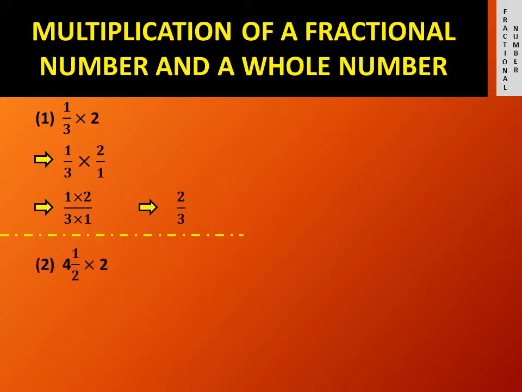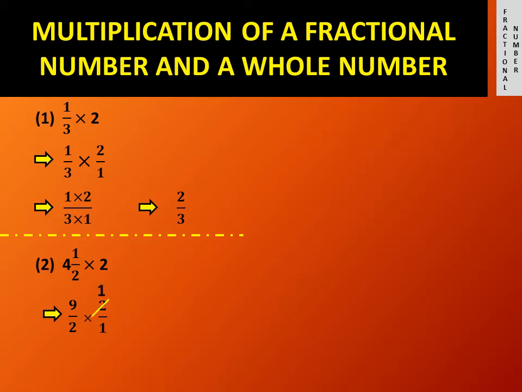Question number 2. 4 1 upon 2 multiply by 2. See, 4 1 upon 2 is a mixed number. First we convert it into an improper fraction. How? Let's see. 2 4s are 8 and 8 plus 1 is 9. So the fraction is 9 upon 2. Then we write the whole number 2 as a fraction 2 upon 1. If numerator and denominator are divisible by the same number, we need to cancel them out by the same number. Here I see 2 divides both 2's. So cancel them out by 2.